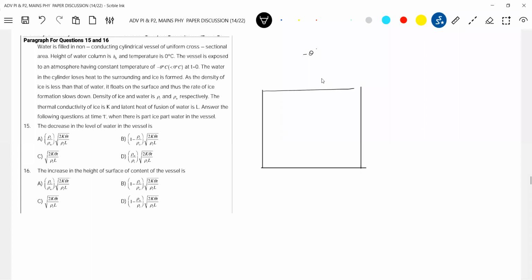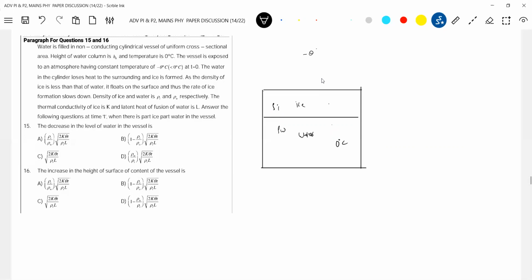Okay, I think we have this formula, no? So this will be the layer of ice which will be formed. Density of ice rho I, rho W. The temperature of this, let it be theta, 0 degrees Celsius. The initial water column is some height; it will melt. The decrease in level of water in the vessel. So some heat, what will happen.